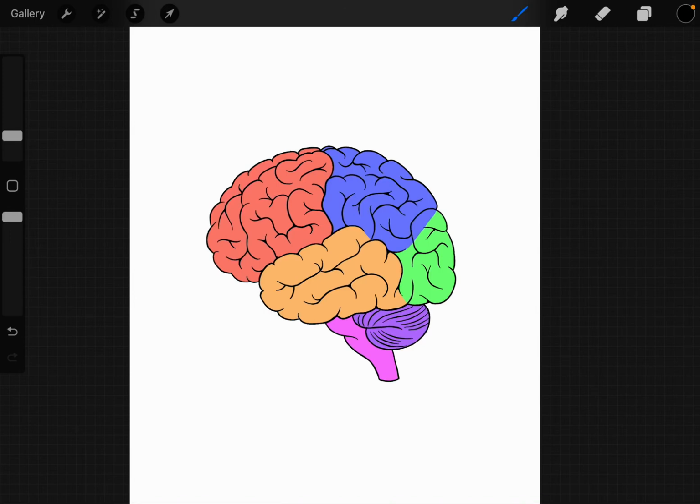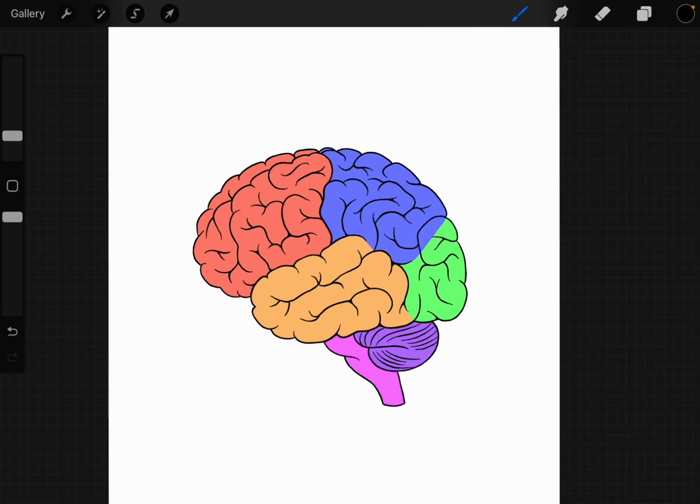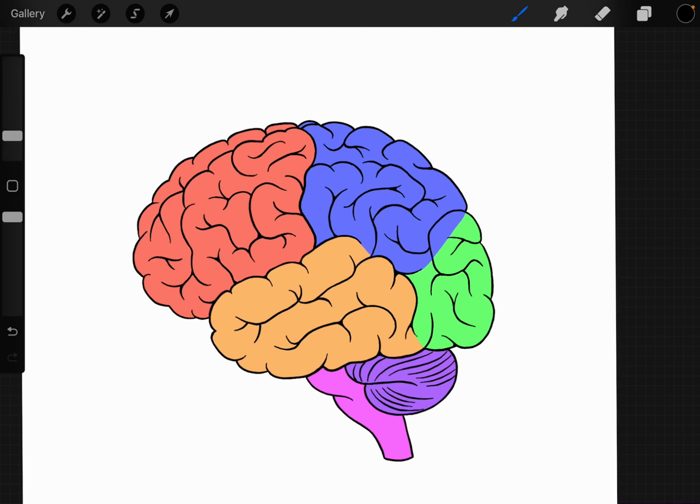Okay, so we're going to look at the lobes of the brain first, and then we're going to look at the cortices. We've talked about the different parts of each lobe. We're going to look at both the lobes and the cortices throughout this video. So we're going to start with the lobes. I've color-coded it, so hopefully it's a little bit easier to see.